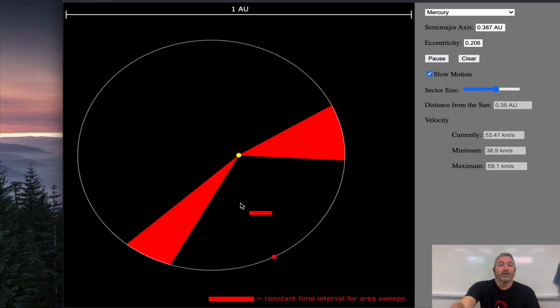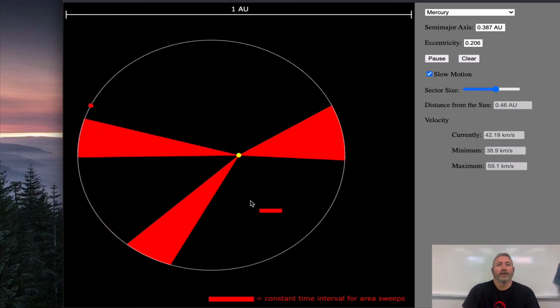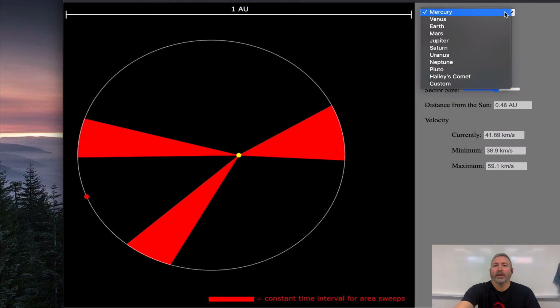So when it's really far away from the sun, like right here, we get a narrower base than any other place. So we see that in different situations. We can look at different things.